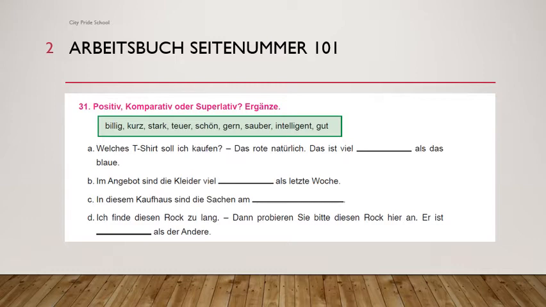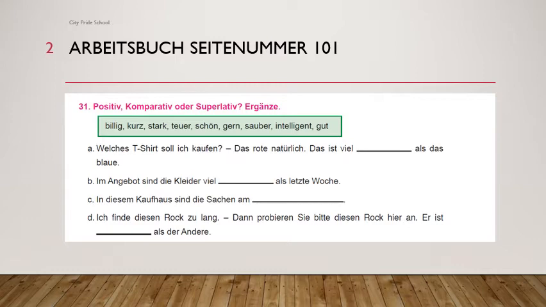Now B. Im Angebot. Angebot means offer. Sind die Kleider viel blank als letzte Woche? In the offer, the clothes are much dash than the last week. Once again, als is given, that shows that there should be comparative degree. Here it is the offer, so you can write billig. You can use the adjective billig. So it will be automatically billiger.